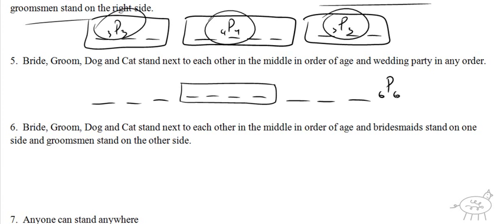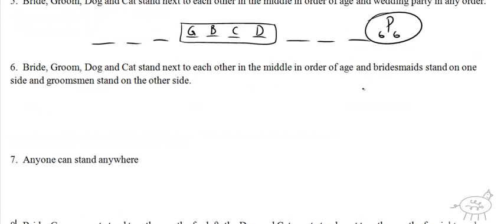Okay, the bride, groom, dog, and cat have to stand in the middle in order of age. So now what happens is there's an order. So let's just say it's the groom, and then the bride, and then the cat, and then the dog. So you need to understand these guys are already in order. So there's no order involved here. So truly, the only thing I have here is just 6P6, because like I said, the bride, groom, dog, and cat are already fixed in order of their age, so there's no rearranging those guys.